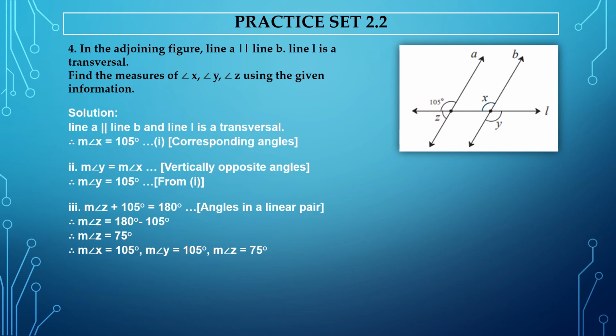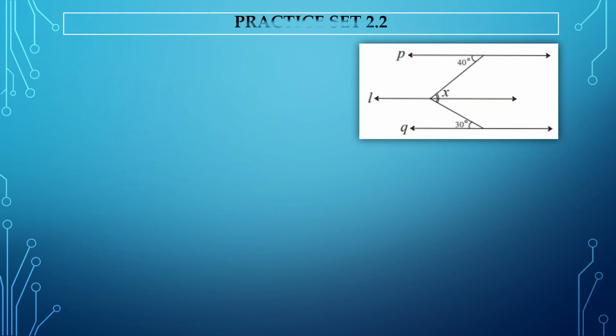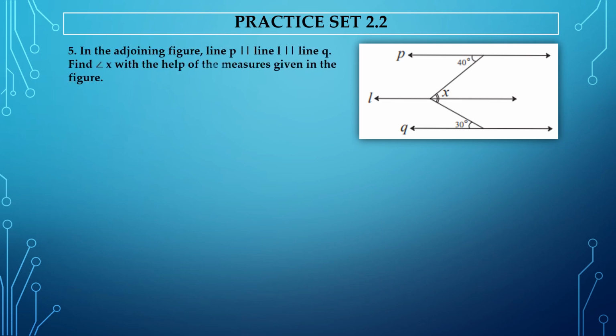Now we'll move to our last question, question number 5. Here in the adjoining figure, line P is parallel to line L and line L is parallel to Q. Means three parallel lines are given. Can you see in the figure? Line P parallel to line L, L parallel to Q. Means all these three lines are parallel to each other.